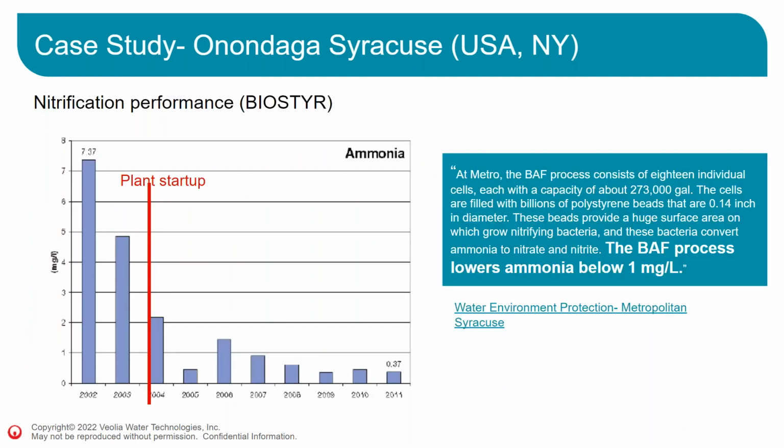This is what we can observe for the nitrification performances. So performances of the secondary treatment is on the left side of the graphs, and then on the right side, this is when the Biostyr was in operation. And what can be seen on the Metropolitan Syracuse side is that the BAF process lowers ammonia down below 1 milligram per liter at all times.